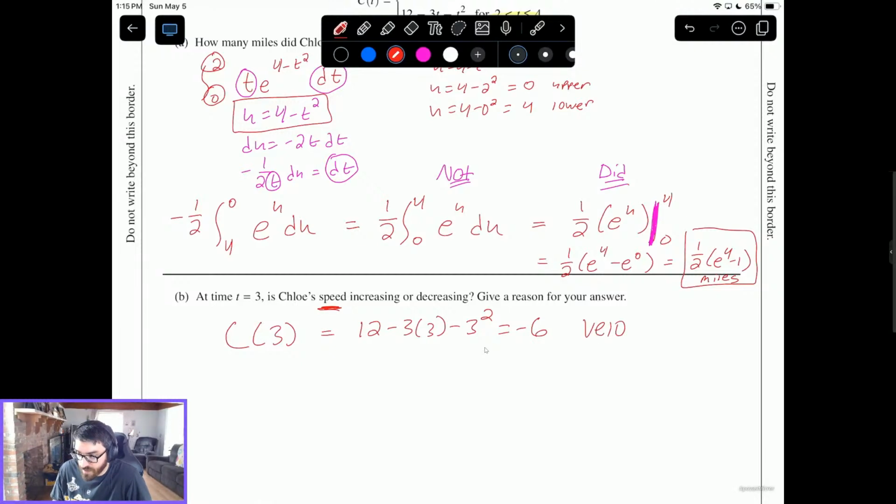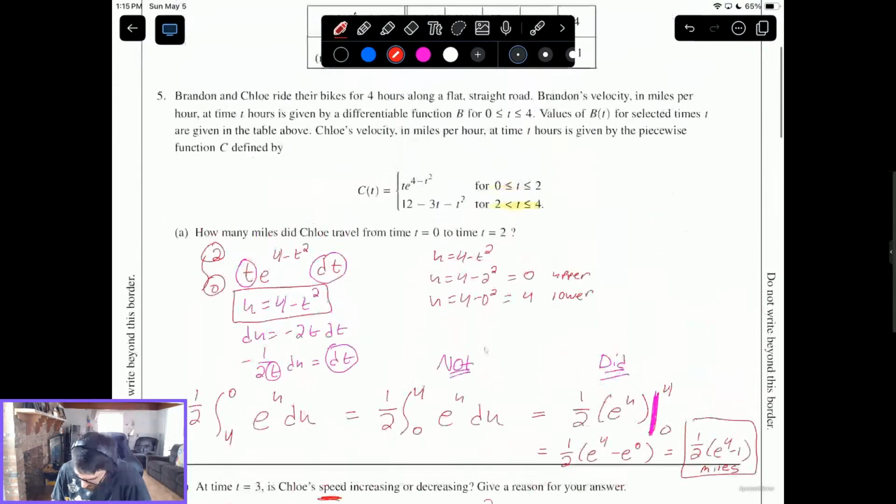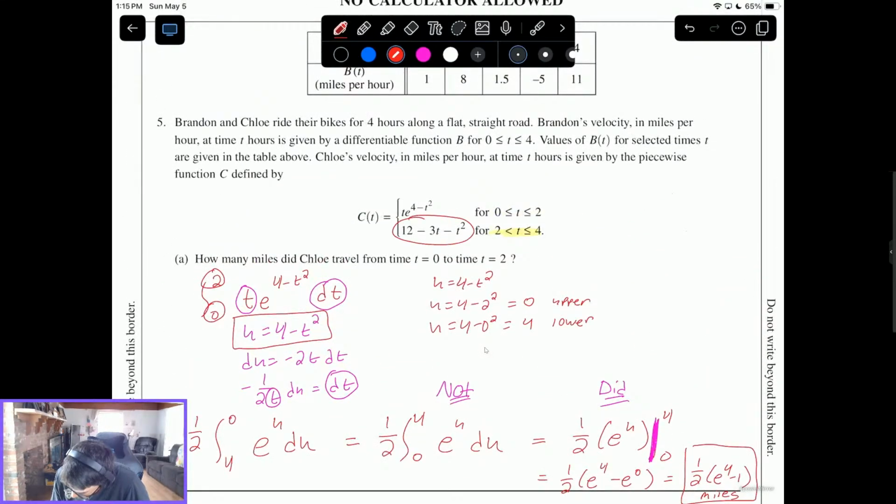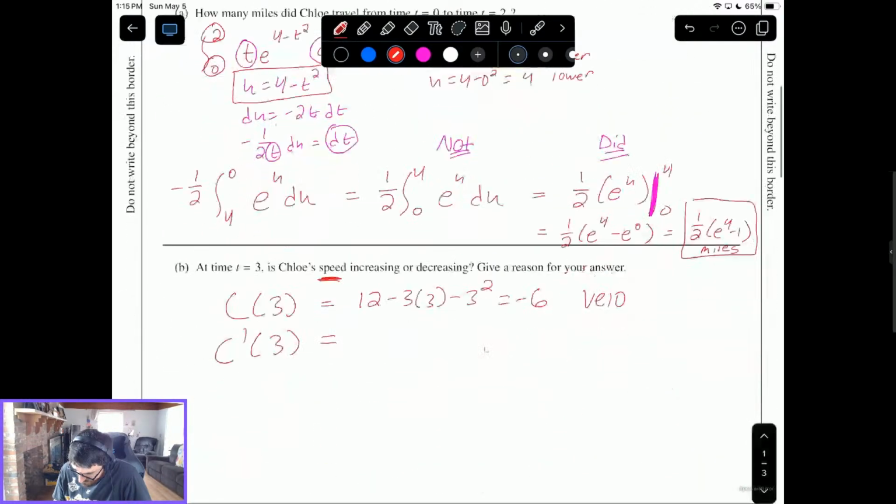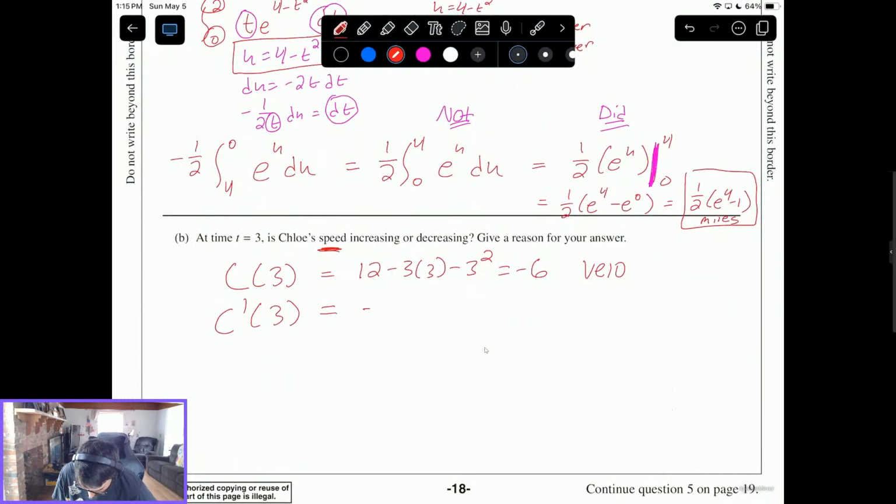So now what I want to figure out is what's the acceleration. Well, the acceleration, which is the derivative of velocity, is just the derivative of the piecewise function. That's not too difficult. I'm just taking the derivative of this, okay? So the derivative of this is -3 minus 2t. So I need to plug the number 3 into -3 minus 2t, where t is 3, and that's -9. And that's the acceleration. So therefore, the answer to the question is at t equals 3, Chloe is speeding up.